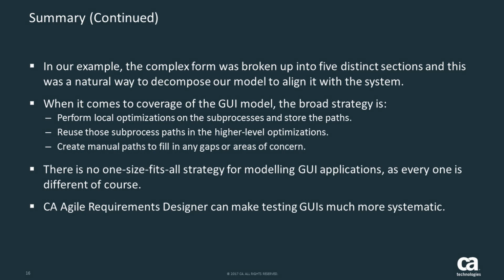Now, in the example I showed you, the complex form was broken up into 5 distinct sections in the GUI itself. So to take those sections and to implement sub-processes to model each of those sections was a very natural way to break up the complex model and to align it with the original system. Now, when it comes to coverage of the GUI model and the system under test, there's a broad strategy that I would recommend. Firstly, that you need to perform local optimizations on the sub-processes and store the paths. These then become reusable components of the higher level optimizations. Now, if there are gaps or if there are areas where you believe the testing is a bit light, certainly you can always create manual paths to fill in these gaps or particular areas of concern.